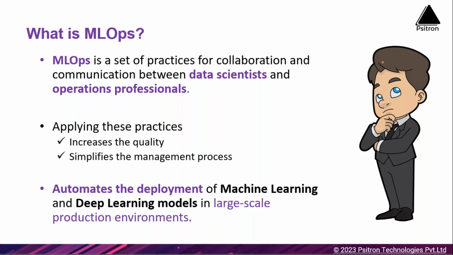So let's say applying these best practices, what we call MLOps, could definitely increase the quality and simplify the management process of how you build and deliver your ML models. MLOps is pretty simple. It's all about the automation you build for delivering your ML models. So it's automation for you to deploy your machine learning models, or maybe deep learning models, to a large-scale production environment. That's what we call MLOps at the end of the day.